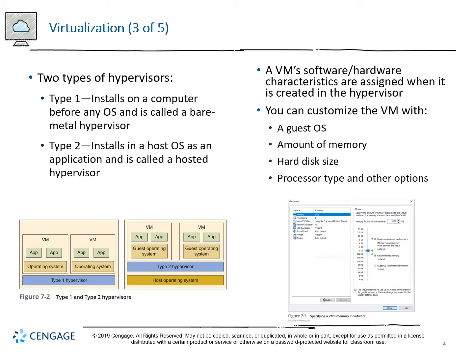Now, a VM's hardware and software characteristics are assigned to it when it gets created in the hypervisor. You can then customize the VM with things like a guest operating system, a specific amount of memory, a virtual hard disk of a particular size, processor types, and other various options. Now, if there are specific functions of that processor that you want the VM to have, that will need to be something that is not necessarily directly supported natively, but compatible with your host CPU.